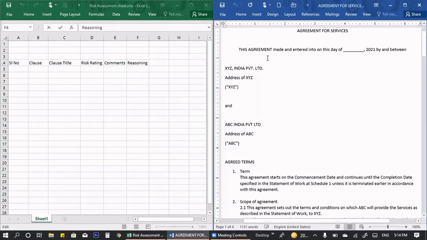Okay, so now, as you can see, you can find an agreement for services here, and this is the template for the risk assessment. I have named it risk assessment sheet. Here you can see we have serial number, clause, clause title, and risk rating. Here we will be putting high risk, medium, and low. It is followed by the comments and then the reasoning part. So now, let us start.